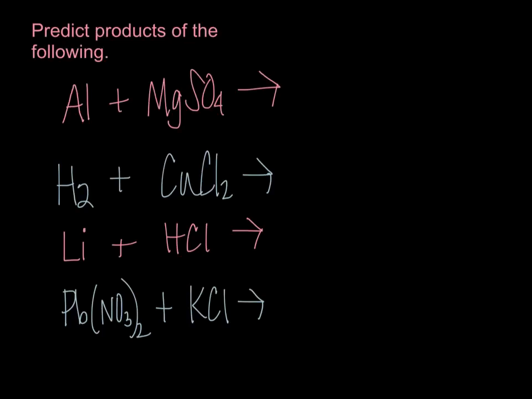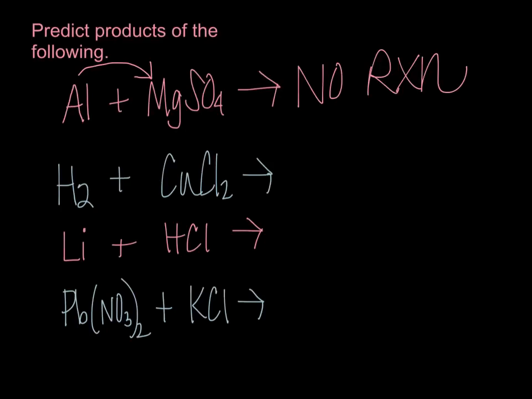So this first one is a single replacement. We need to ask ourselves, will aluminum replace magnesium? We look at our activity series and it will not. So this one would actually be no reaction. That would not happen.